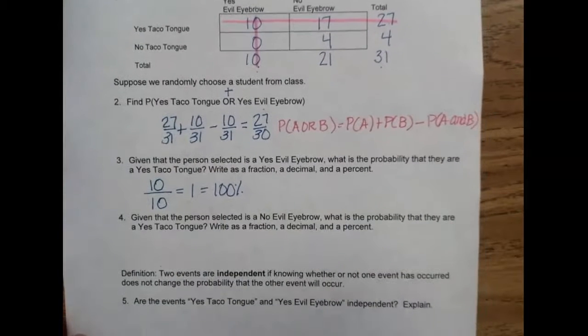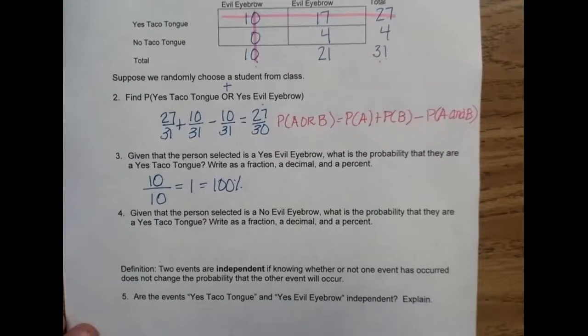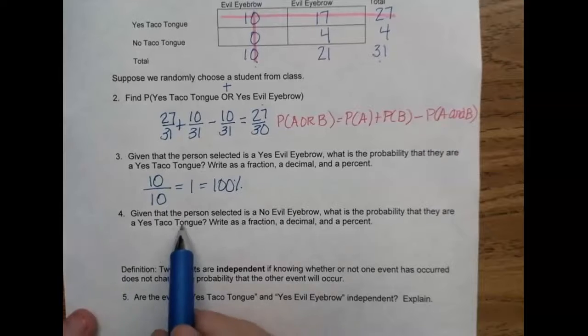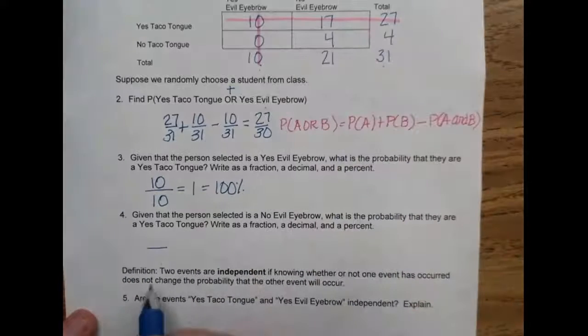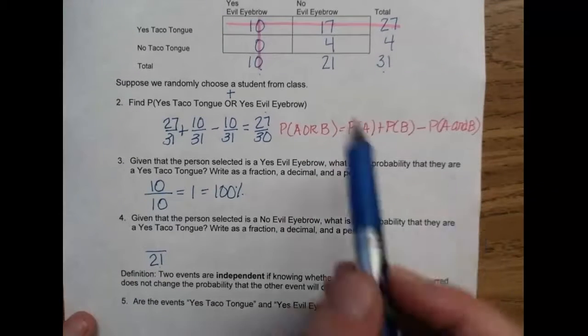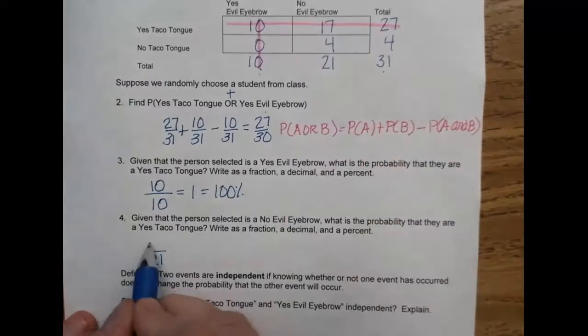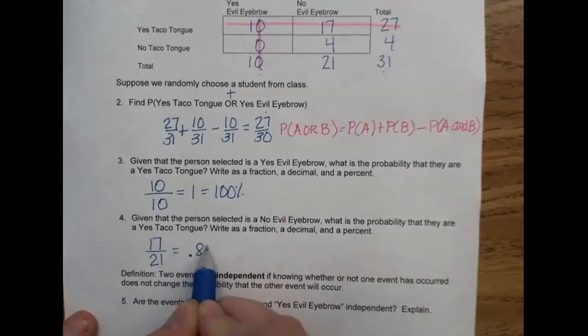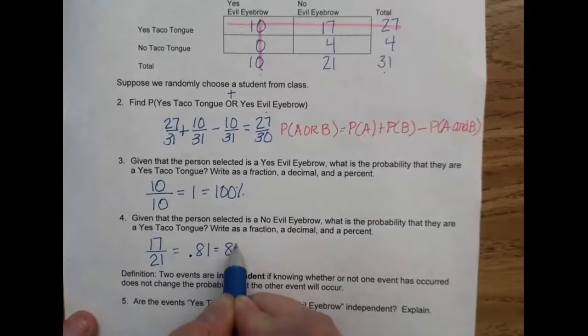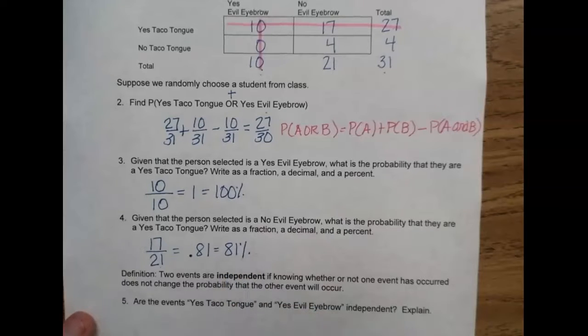Okay. Then we have number 4 that says, given that the person selected is no Evil Eyebrow, what is the probability that they are yes Taco Tongue? Write as a fraction, decimal, and a percent. So given they are no Evil Eyebrow, no Evil Eyebrow has 21 people in it. Of those 21 people, who is yes Taco Tongue? 17 of them. And when you divide that down, I got 0.81, which is equal to 81%.